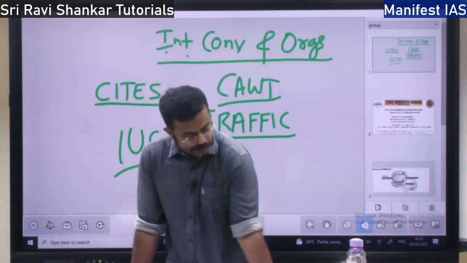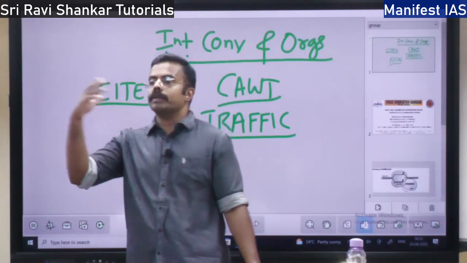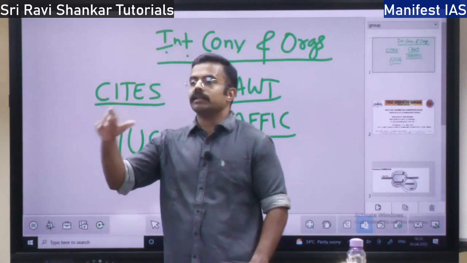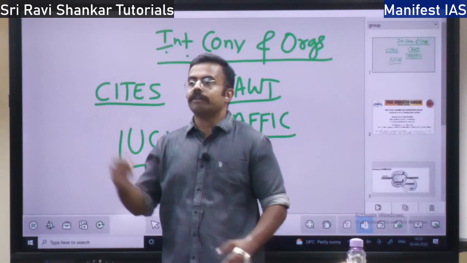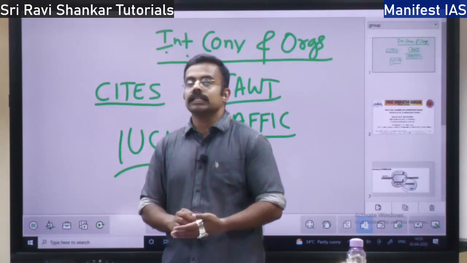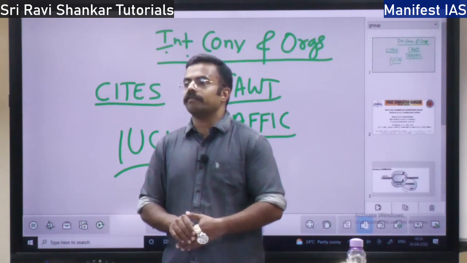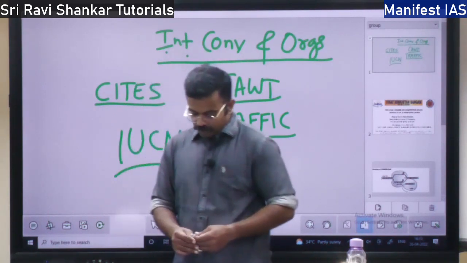And also it sets the number of whales. For small whales, how many minimum should be there? For medium size whales, how many minimum should be there? For big whales, what should be their number? All those things it sets. See, which is the biggest whale? The blue whale is the biggest whale, right?